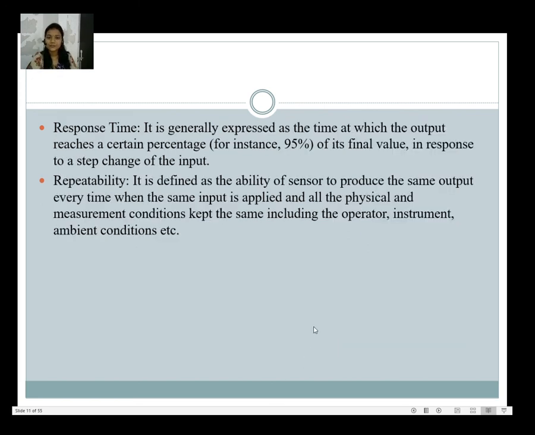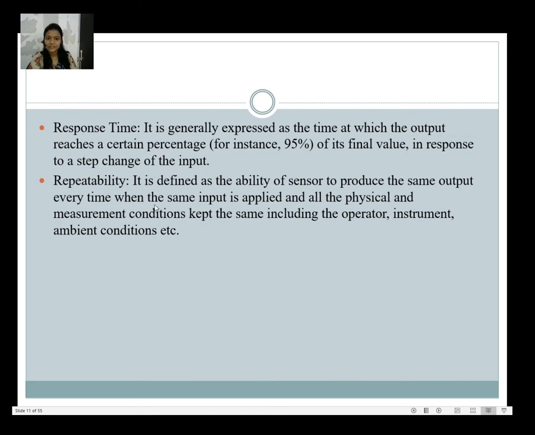Then next one is response time. So as we know, response time means what? It is generally expressed as the time at which output reaches a certain percentage of its final value. Okay, so it is nothing but your response time.